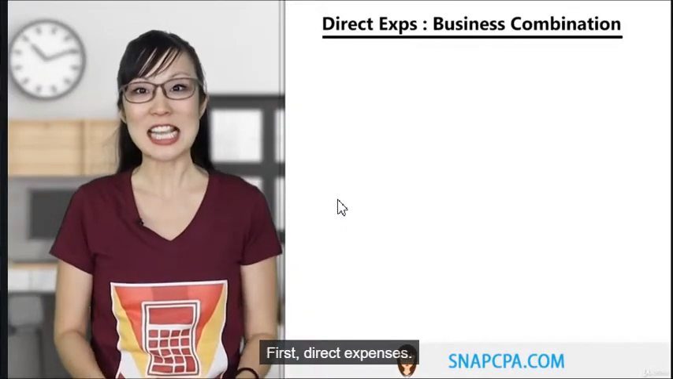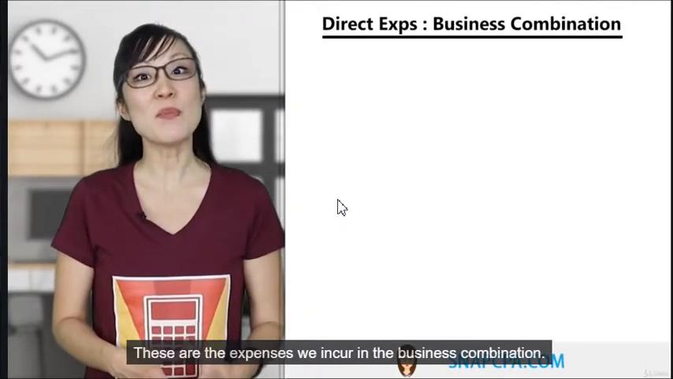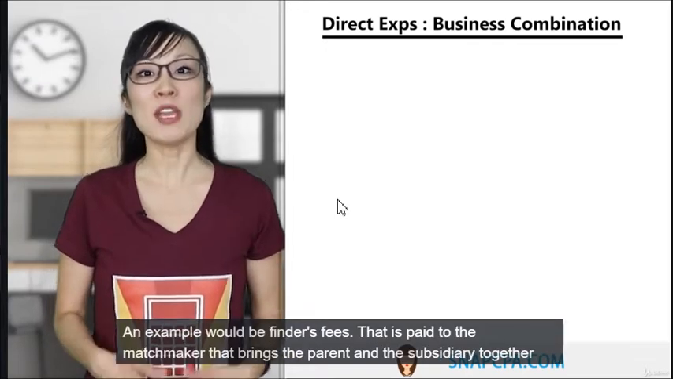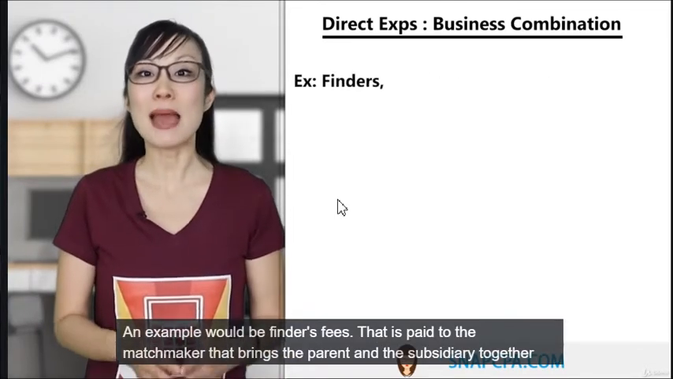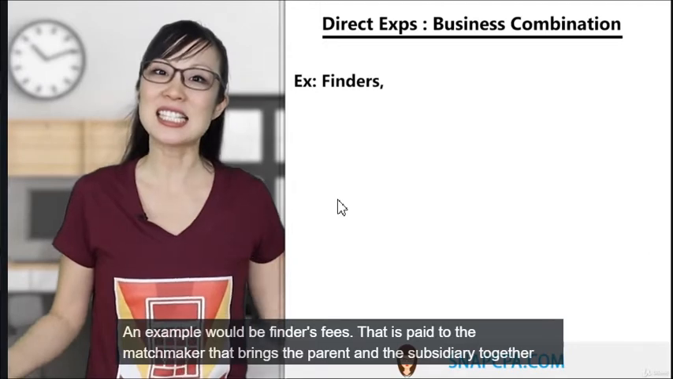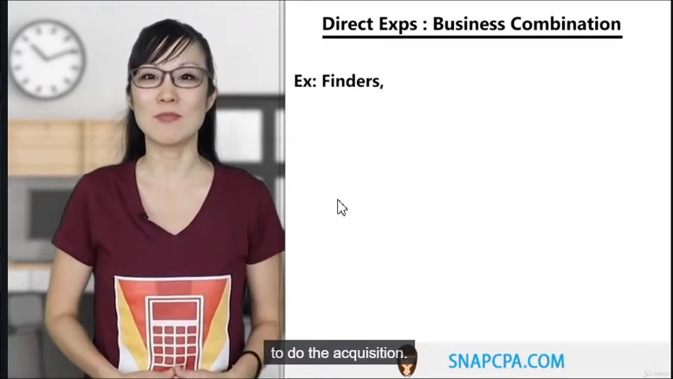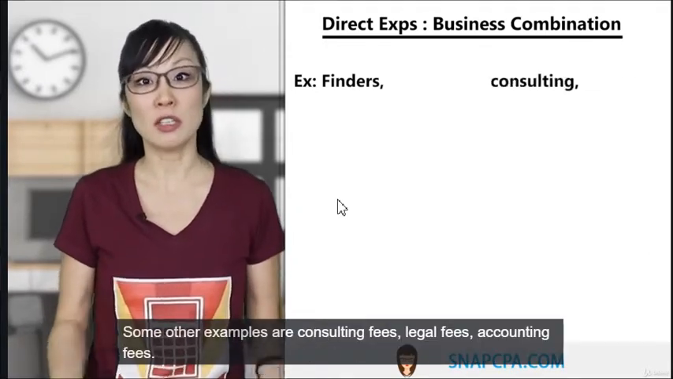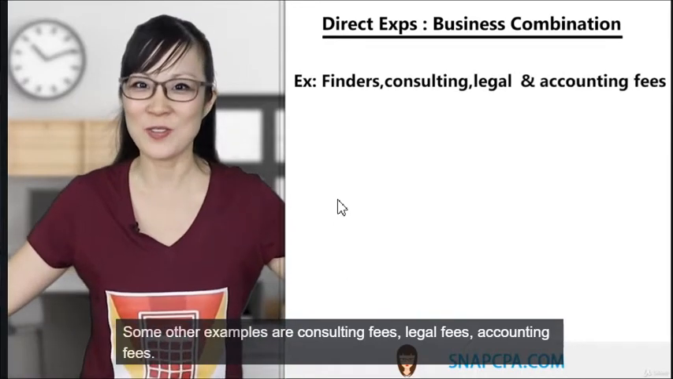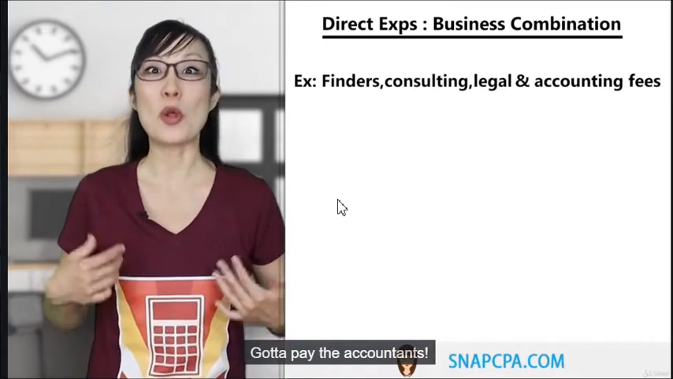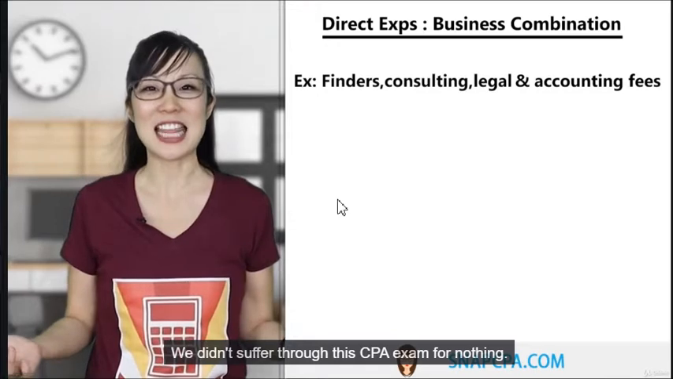First, direct expenses. These are the expenses we incur in the business combination. An example would be finder's fees. That's paid to the matchmaker that brings the parent and the sub together to do the acquisition. Some other examples are consulting fees, legal fees, accountant fees. Gotta pay the accountants. We didn't suffer through this CPA exam for nothing.